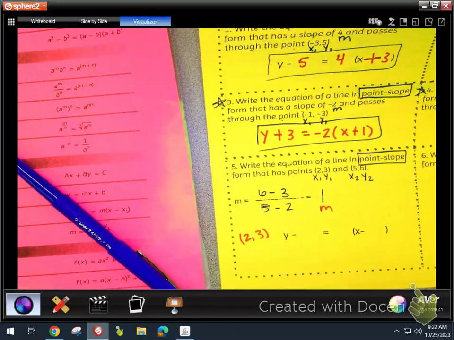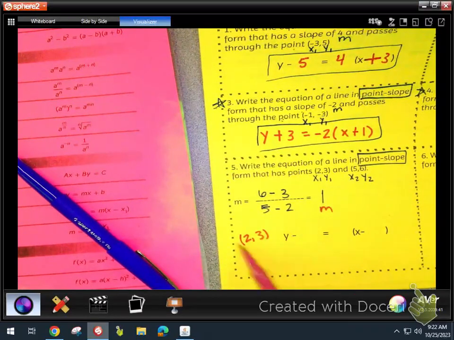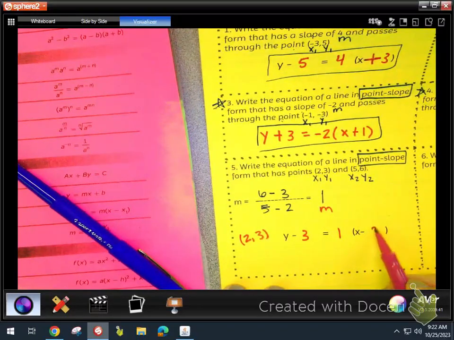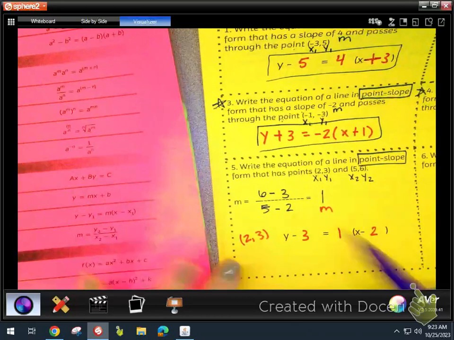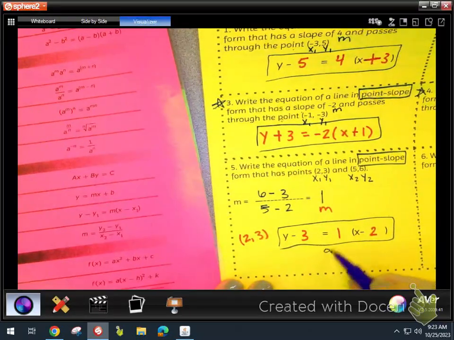We're going to write it 2 ways just for practice. Here's your setup. Y minus, what's the y value of the point I'm using? 3 equals, what's the m that we calculated? 1. X minus, what's the x value of the point? 2. And that is an acceptable answer. But we're going to do it one more time for fun.